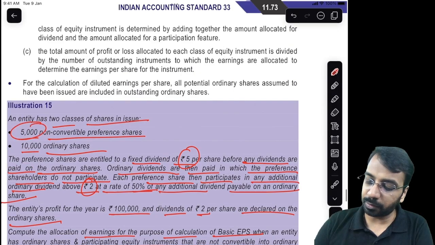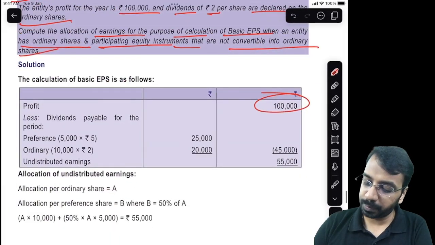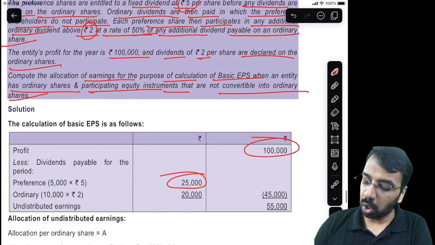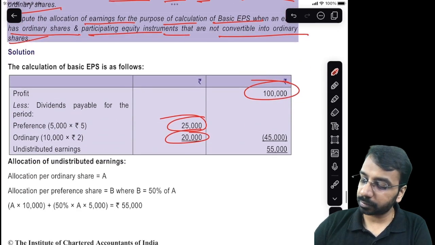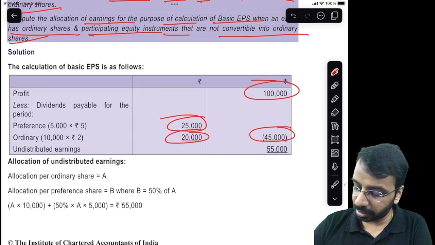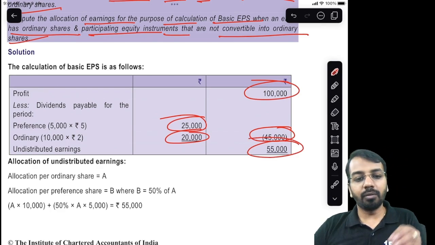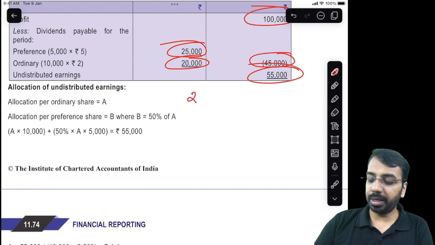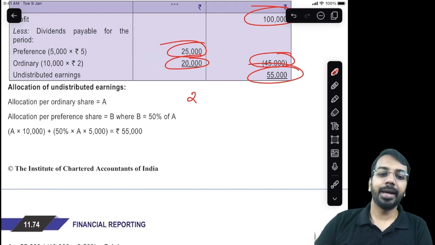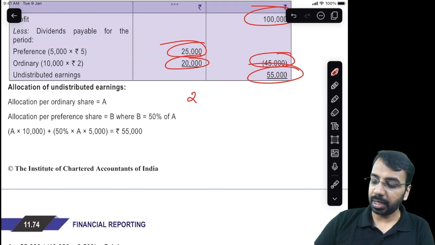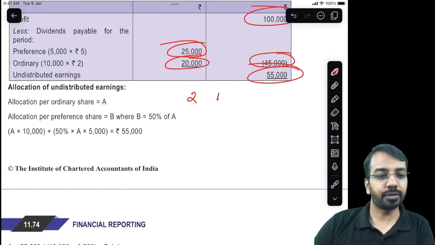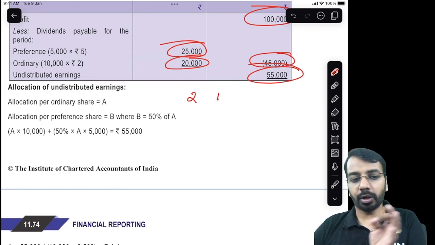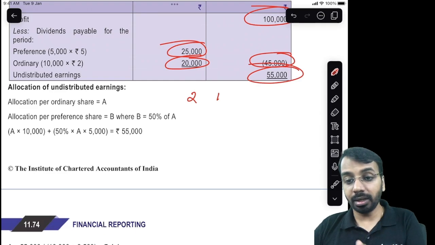First you have to pay 5,000 into 5, so you will pay 25,000 here. Then ordinary shares 20,000, total 45,000. Remaining is 55,000. Now how will we distribute this 55,000? See, if I pay 2 rupees to an ordinary shareholder, I have to pay 1 to a preference shareholder.